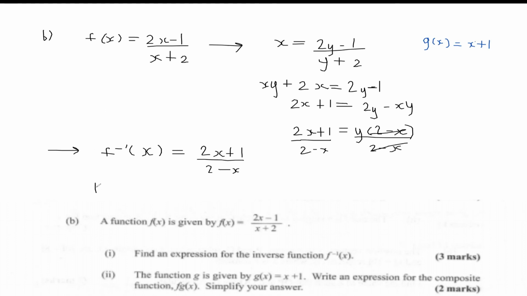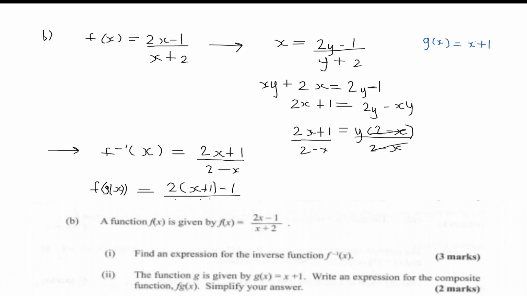fg of x means that we put g of x into f. That's what fg of x means. So anywhere we have x, we put g of x there. So it's going to be 2 times g of x where x is, and g of x is x plus 1. So it's 2 times x plus 1 minus 1 over, put x plus 1 right here for x, over x plus 1 plus 2.